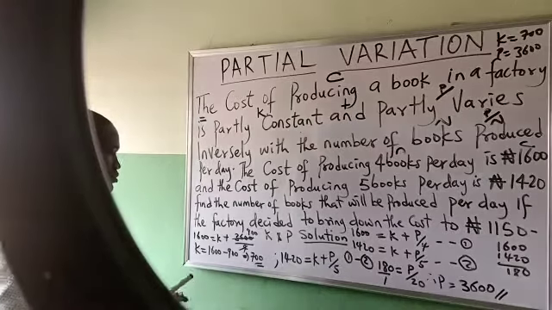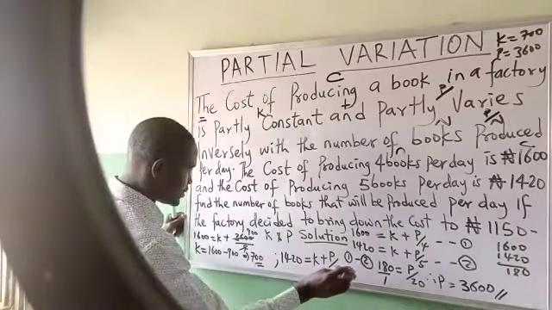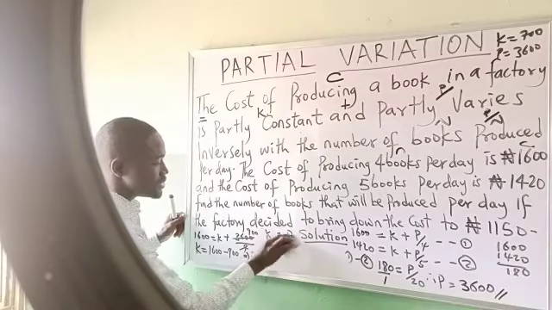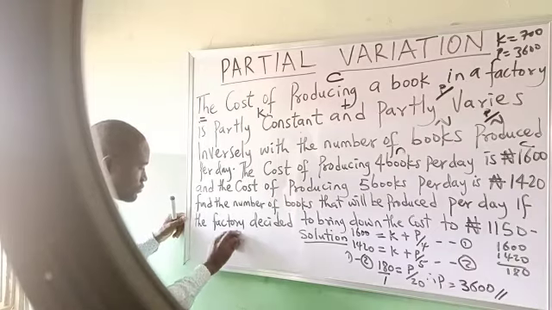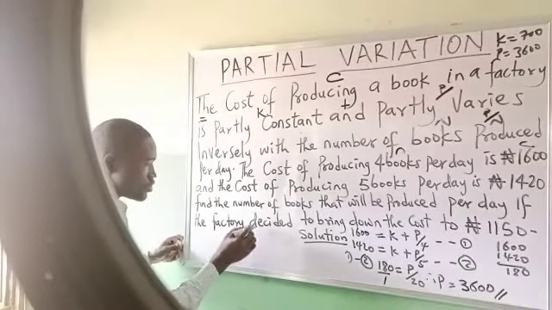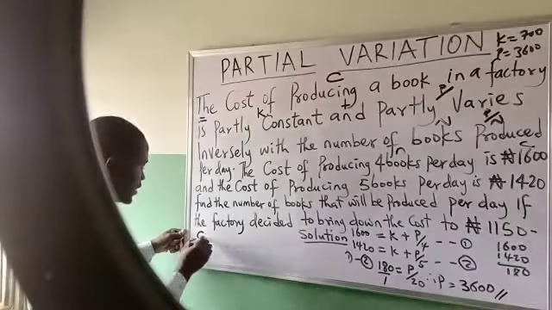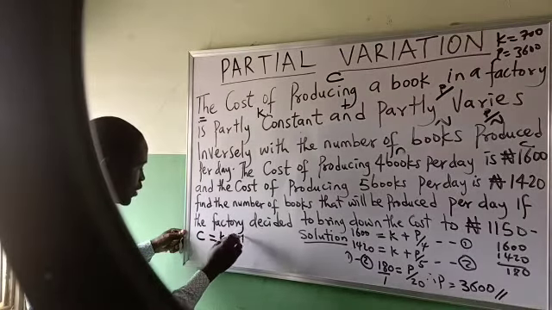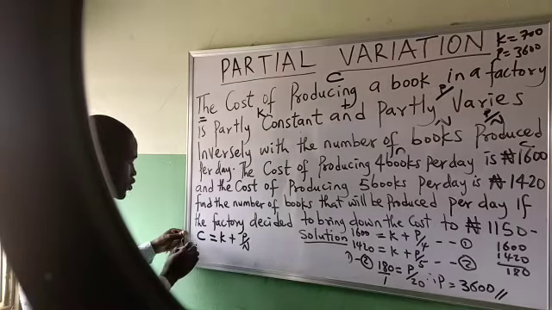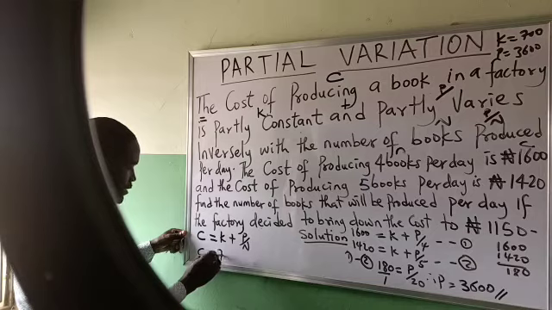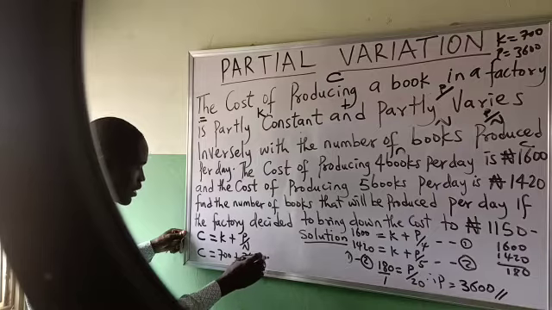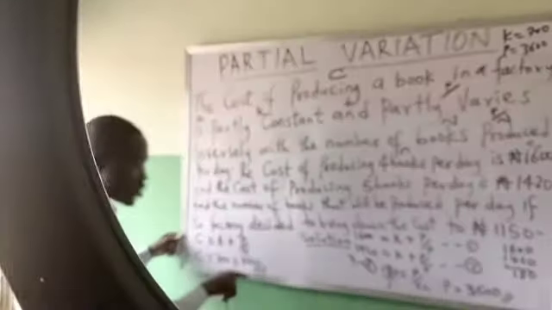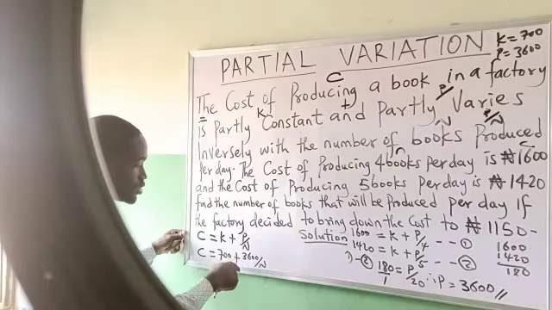Then we go to the next aspect of this. That is, what is the law or the equation connecting C and N from what we have solved? From what we have solved, we were told that C is equal to K plus P over N. That means your C is equal to, what is your K? 700 plus, what is your P? 3600 over what? N. This is the law or the equation or the formula or the relationship connecting C and N. Please note it.